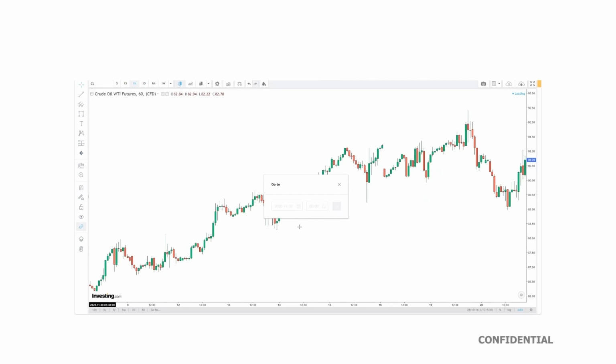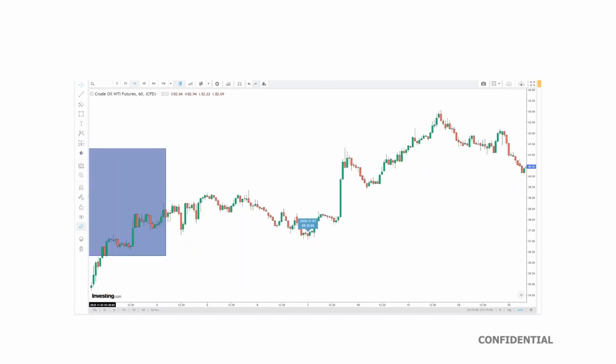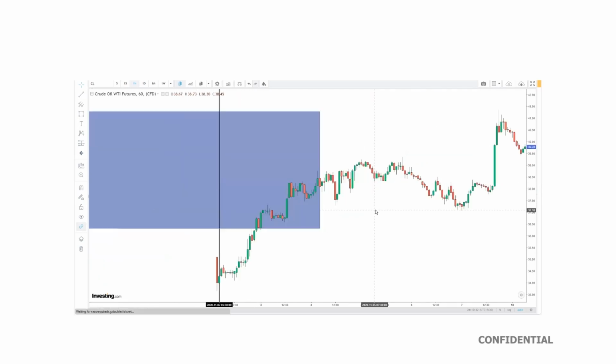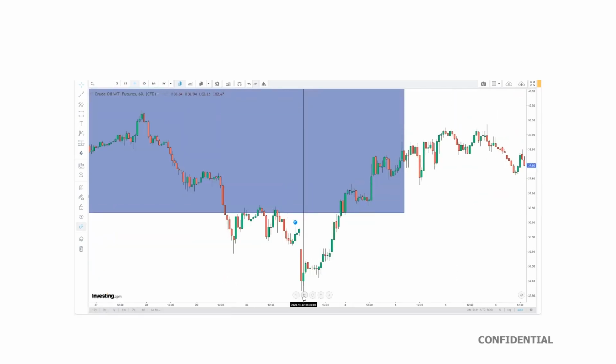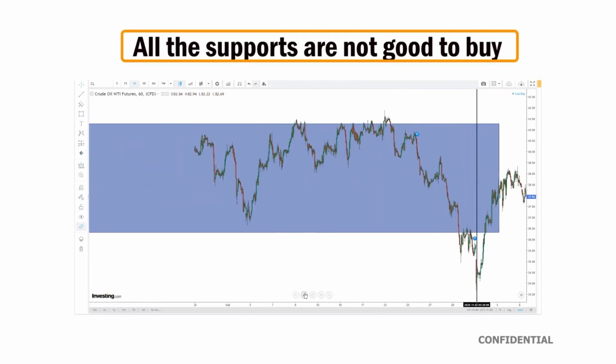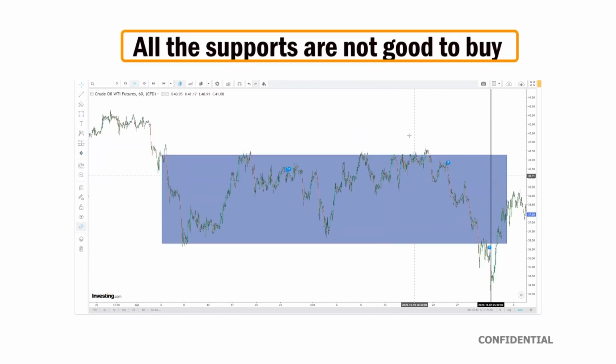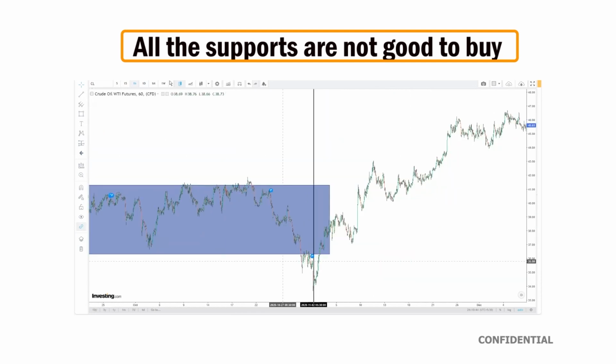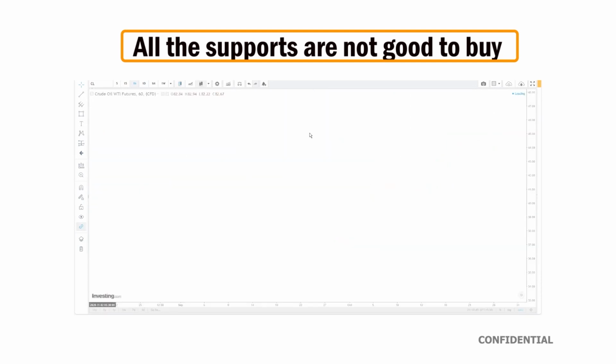Now around this level, which is November 2020, around this level on an hourly chart. So in the channel, all the supports are not good to buy. On all the supports, whenever you see a higher high, higher low on a Heikin Ashi chart, it is a good signal to buy.